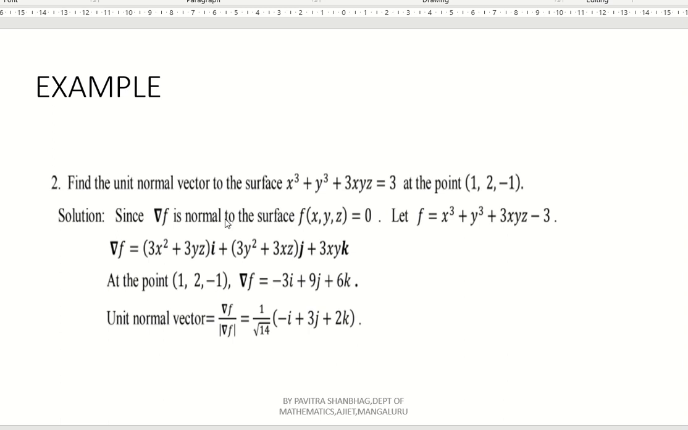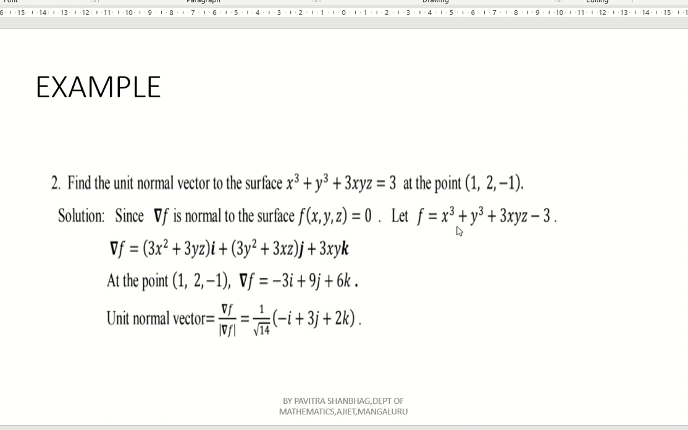Okay, now what is given? Find the unit normal vector. What is meant by unit normal vector? Unit normal vector is nothing but given vector by modulus of that vector. But here it is given scalar function or surface. You need to convert it into the form of vector function by operating it with the grad. So what is grad of f? That you have to write first. Let f equal to x cube plus y cube plus 3xyz minus 3.